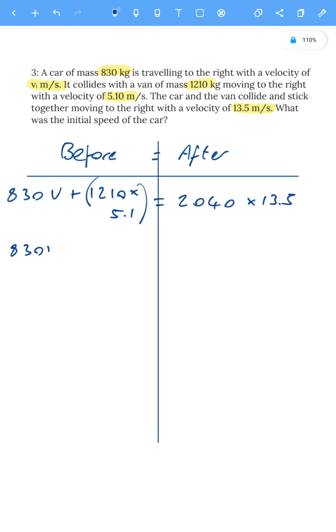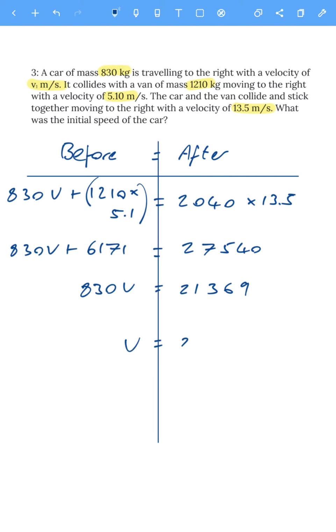So we've got 830 lots of v plus, so we can do 1,210 times 5.1, which gives us 6,171, so 6,171 equals, and on the right hand side we've got 2,040 times 13.5, which is 27,540. So what we need to do, we need to get 830 lots of V equals, we're going to take the plus 6171 to the right hand side where it becomes negative. So we need to do 27,540 minus 6,171, which gives us 21,369.